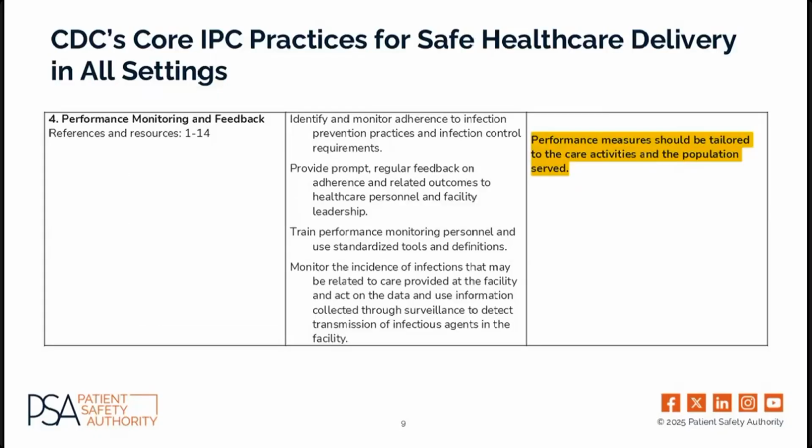So when we look at the CDC's core infection prevention and control practices for safe healthcare delivery in all settings, it specifies that performance measures should be tailored to the care activities and the population of the facility. And we do this by using a risk assessment to ensure that your goals and the tracking measures that you're using are appropriate for your given services and population. It's important to make sure that the information and data you're using to perform your risk assessment is specific to your facility and your patients.